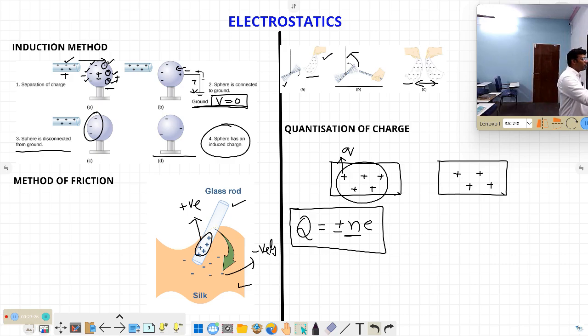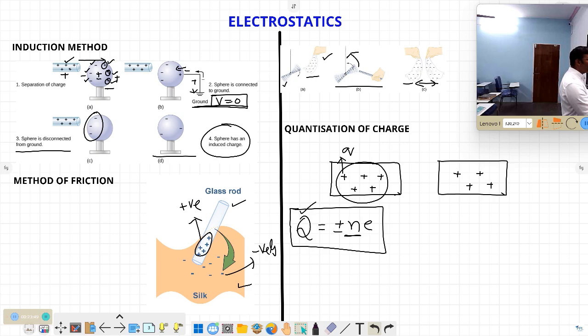So here the more positive, less positive, and more negative, less negative are also explained based on electrons only. The body which contains more number of electrons is called less positive. The body which contains less number of electrons is called more positive. So based on this, the quantization of the charge explains that it is the integral multiples of the number of electrons present in the body.